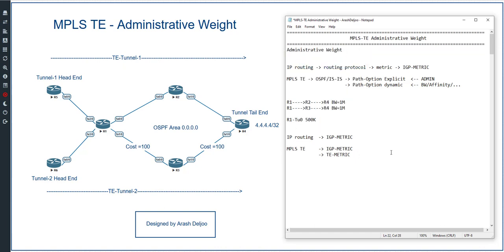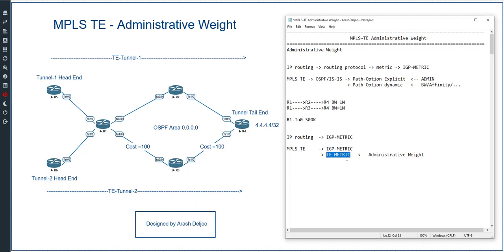I will talk about that. But let me say here, the TE metric is administrative weight. Because of that, here we can say MPLS TE metric or MPLS TE administrative weight. Both of them are the same. Okay, let me talk about the TE metric.